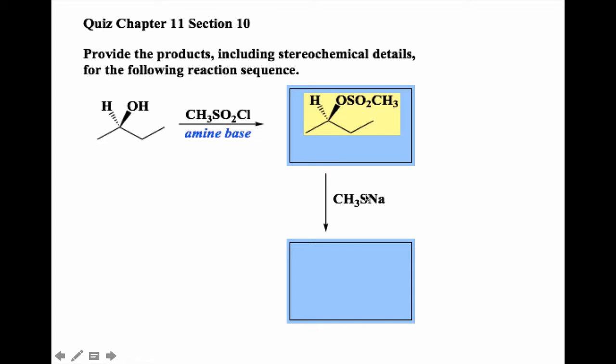Now we have a good leaving group. We now have a strong nucleophile that can come in, do an SN2 reaction, force the leaving group to leave, and end up with inversion of stereochemistry. And so this is a great way to do these stereoselective type reactions or stereospecific reactions where we're starting off with one stereochemistry and we're getting exclusively the inversion of that stereochemistry in the product.